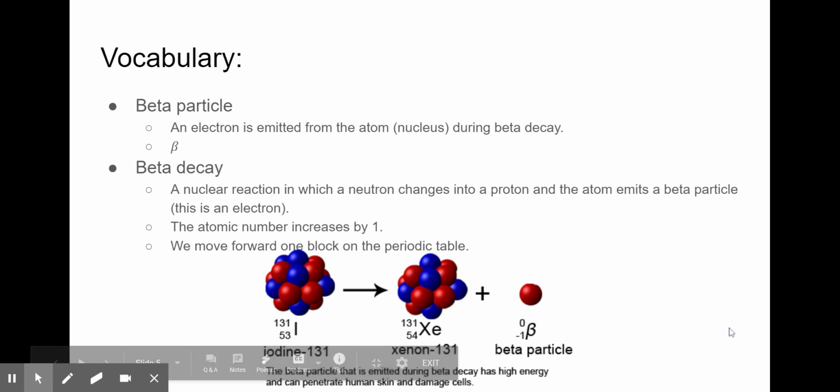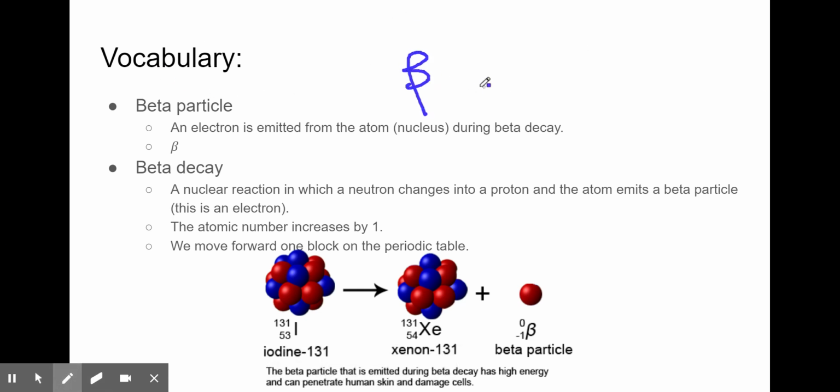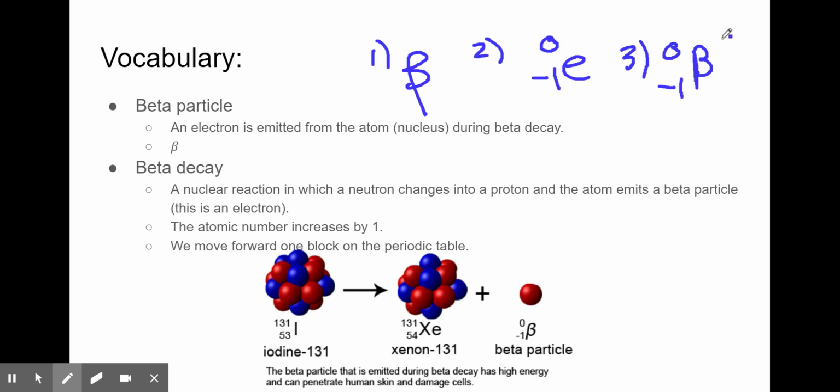Another type of decay here, which we also call radioactive decay, is beta decay. So here we have beta particles. We can represent a beta particle by using the Greek symbol beta, which is a b with a fancy little tail on it. Or we can list one of these here. Sometimes you can also see, like you see in the example, the beta particle showing that we are moving an electron out of there. So in beta decay, this is the nuclear reaction where a neutron changes into a proton.